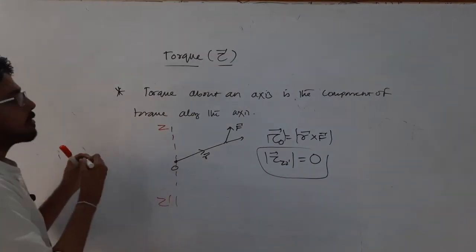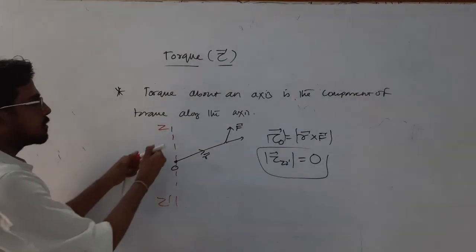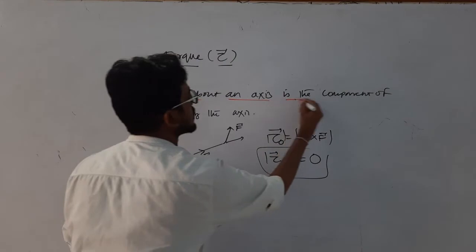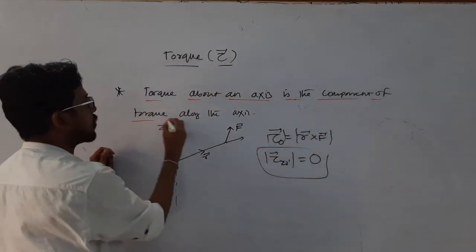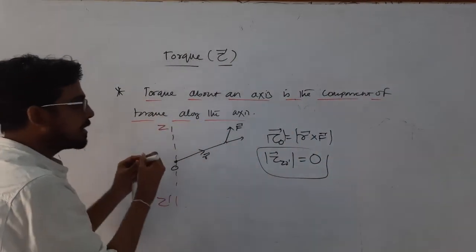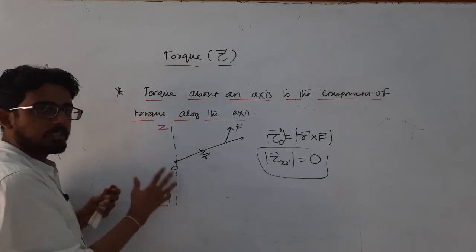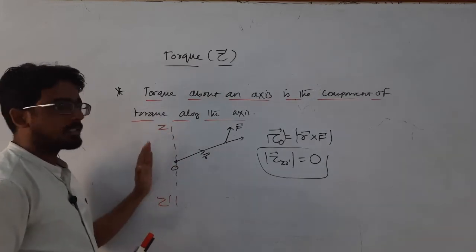Because what is torque about an axis? You have to remember it. The torque about an axis is the component of the torque along the axis. In this case, there is no torque along this axis. Clear? That's why torque about the axis Z dash will be 0.